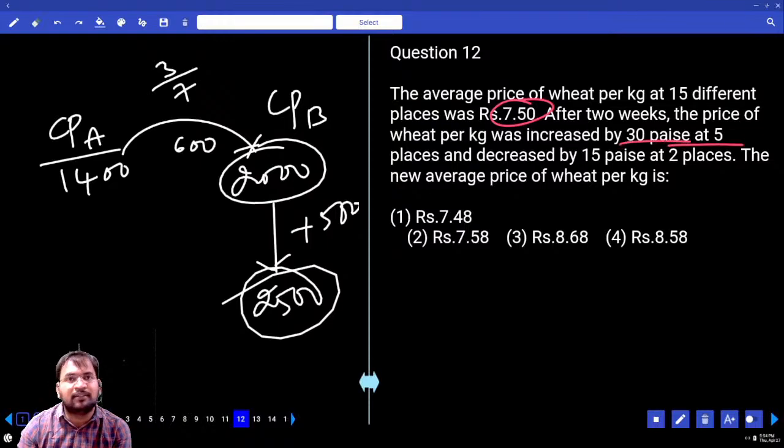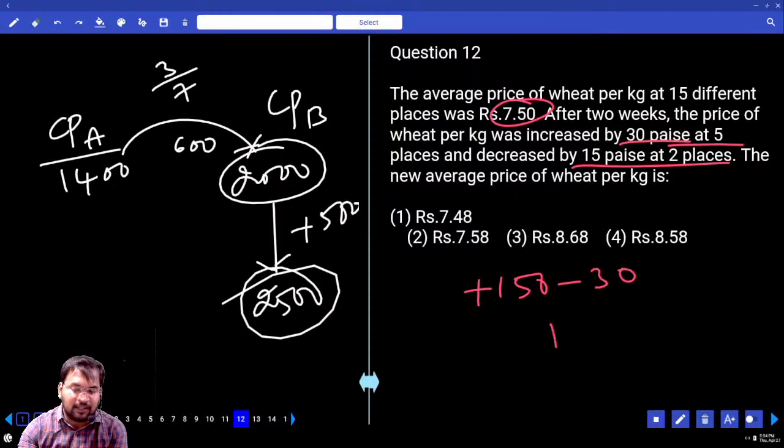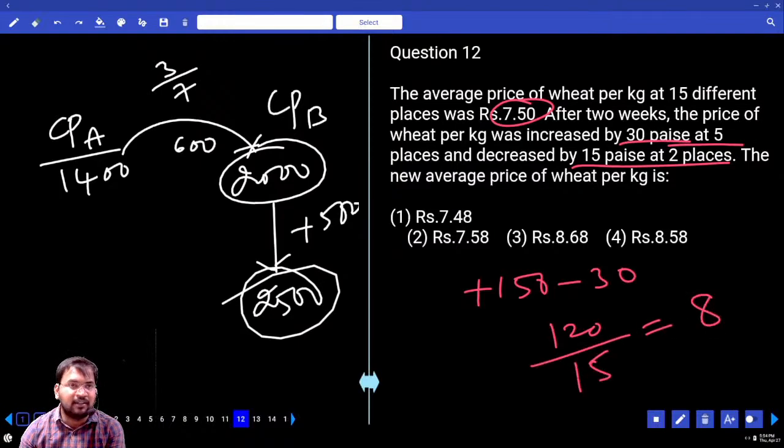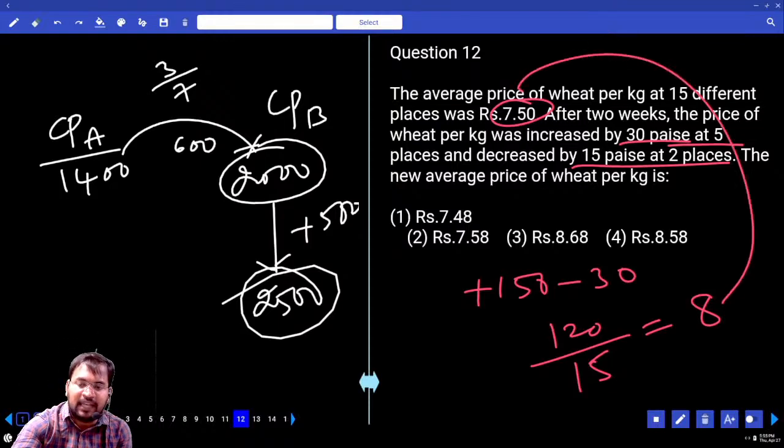5 places 30 paisa, na. That is increases, na. 5 into 30 paisa, 150 paisa. Increases is nothing but plus. 2 places 15 paisa, na. 15 into 2. Decreases is nothing but minus 30. So net result is what? This 120 is the net change, na. The average is nothing but you have to consider all places, na. How many places? 15 places. The overall change is 8 paisa. So plus 8 or minus 8? Plus 8. You have to add 8 paisa to 750 paisa. Your answer is 758 paisa.